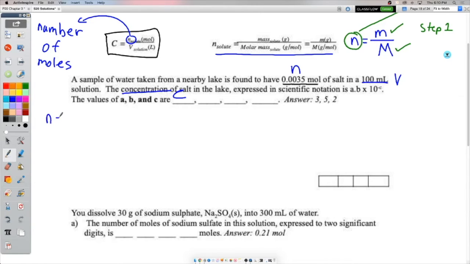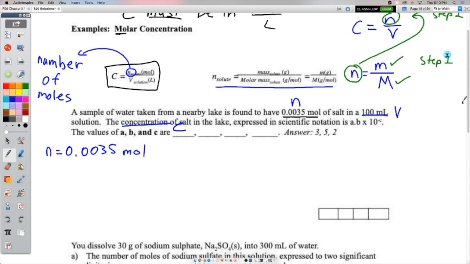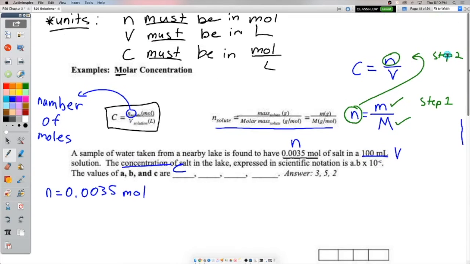N equals 0.0035 moles. That's okay, that was fine. In fact, N has to be in moles. I'm just going back up to the top here. N must be in moles. My V, though, is equal to 100 milliliters. Uh-oh, V must be in liters. That's all right. We can convert milliliters to liters.